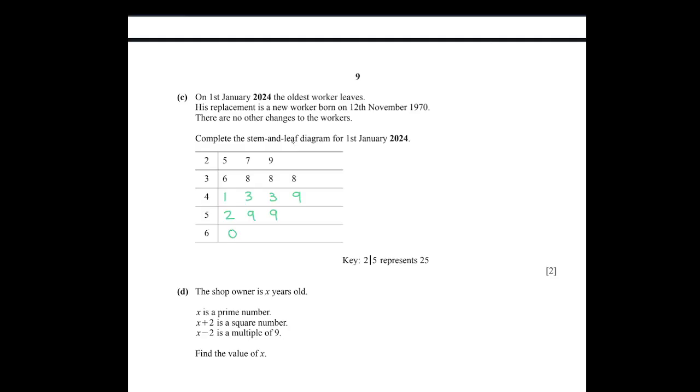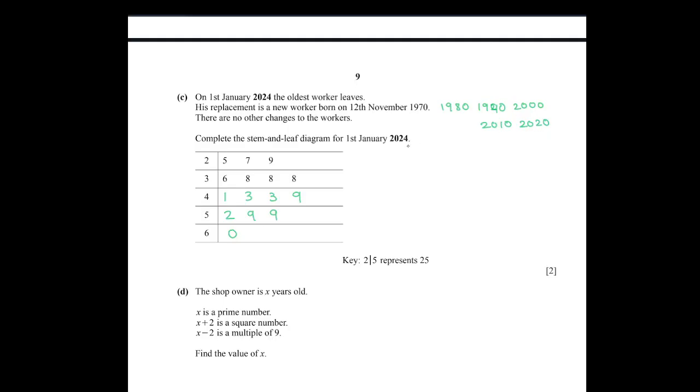Now one more thing is to be done, that is the replacement. He was born on 12th November 1970. So 1970 to 1980 he will be 10 years. 1990 he will be 20 years. Then 2000 he will be 30 years. 2010 he will be 40 years. 2020 he will be, see, 10, 20, 30, 40, 50 years.